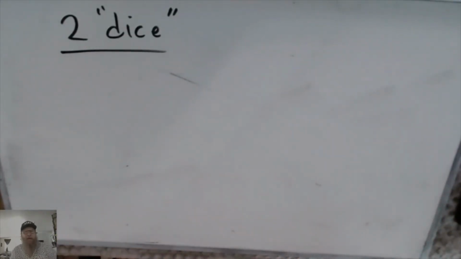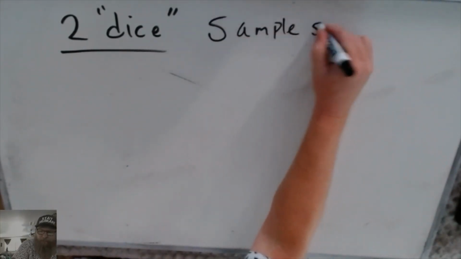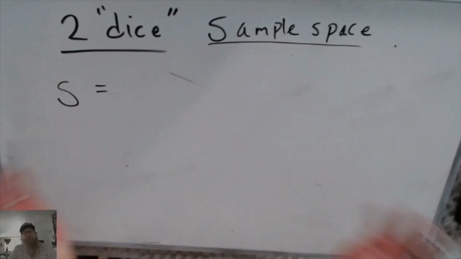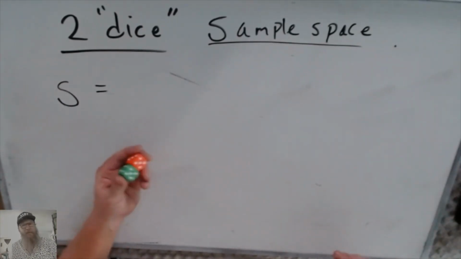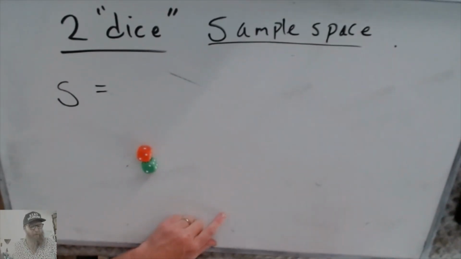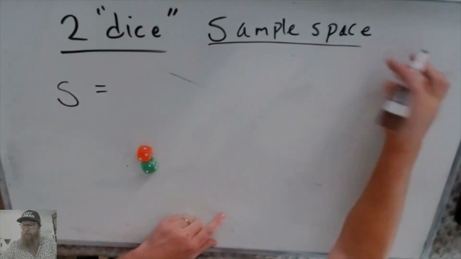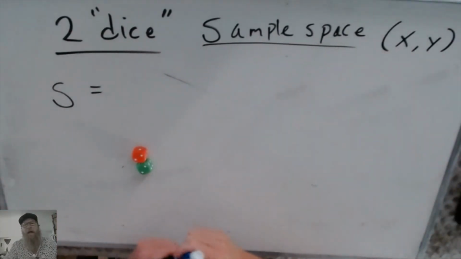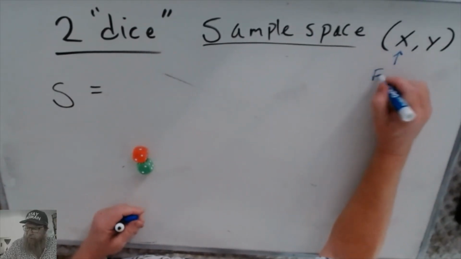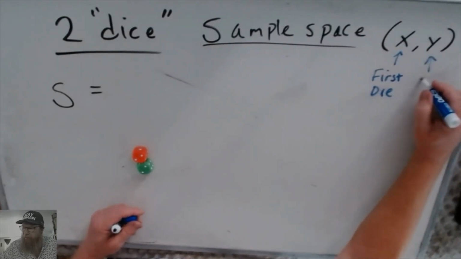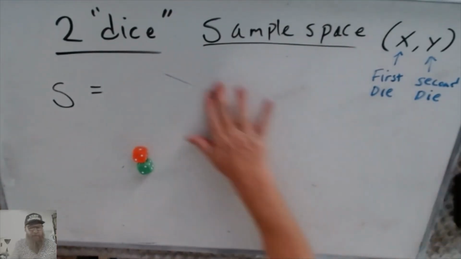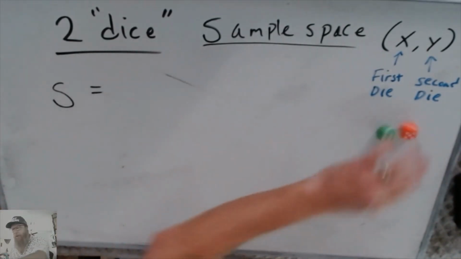So next we're going to talk about 2 dice. The sample space gets a lot larger. The sample space, S, is every possibility for 2 dice. Now we're going to use a notation. We're going to use the XY notation. It looks kind of like an ordered pair. So X would be the first die, and Y would be the second die. And we're going to list out all the possibilities so that we get an idea of the sample space of rolling a pair of dice.